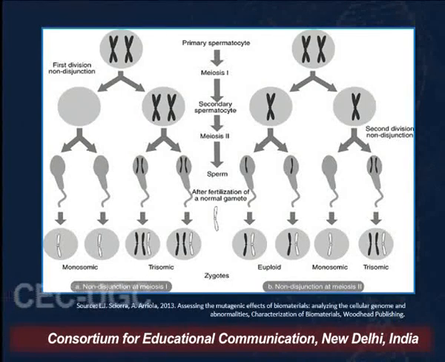Now if the non-disjunction has occurred in meiosis 2, this occurs during gamete formation, and the gametes are also not properly formed. So there is a trisomic condition and a monosomic condition formed. By the development of these gametes, the child will subsequently have an abnormal constitution of the cell, or an abnormal chromosomal number within them.